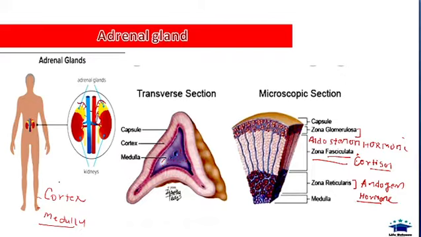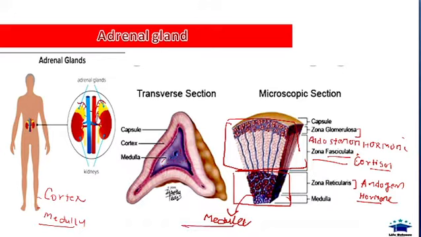On the inner side we have the adrenal medulla. Up to here we were talking about this part only, and now we will focus on this part. This is the medulla region. So in the medulla region, we have the adrenal medulla.